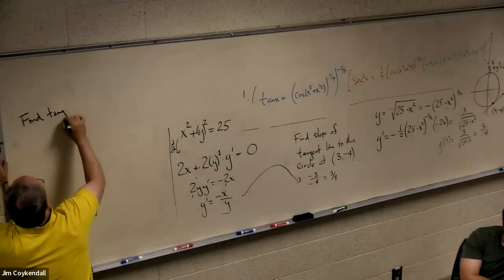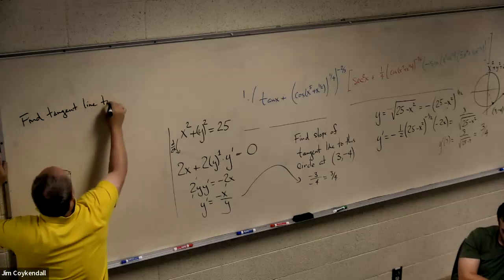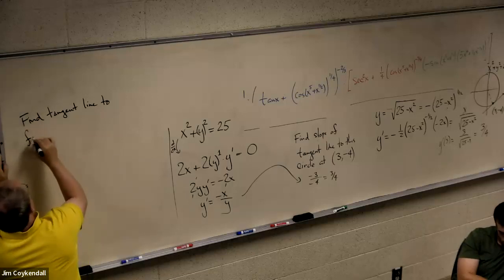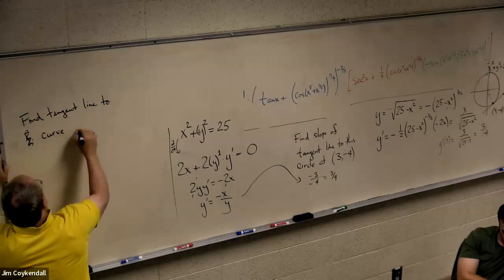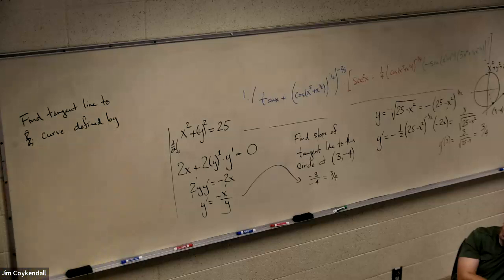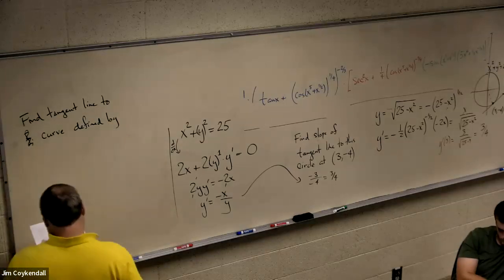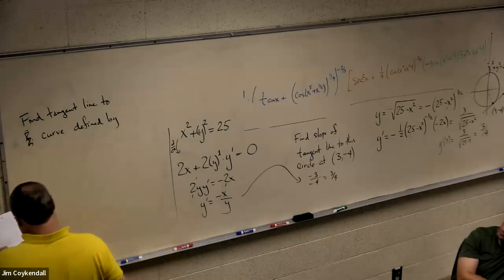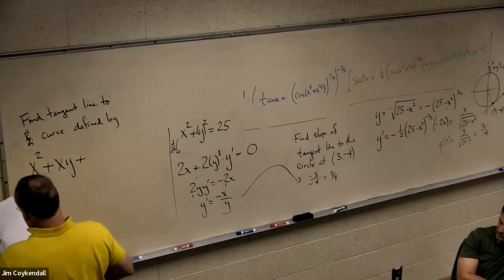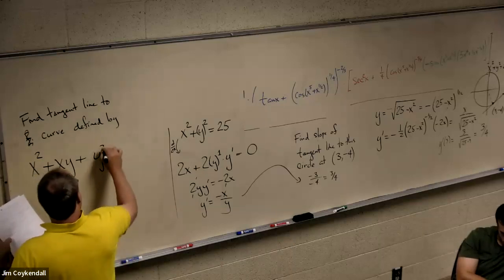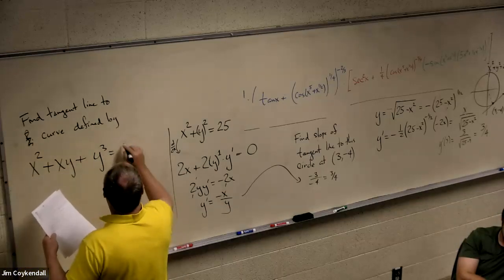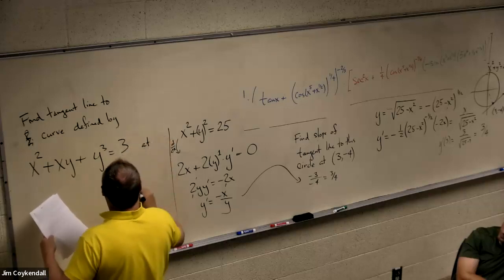Tangent line. Find the tangent line to the curve defined by, let's say, x squared plus xy plus y cubed is equal to 3, at the point (1, 1).